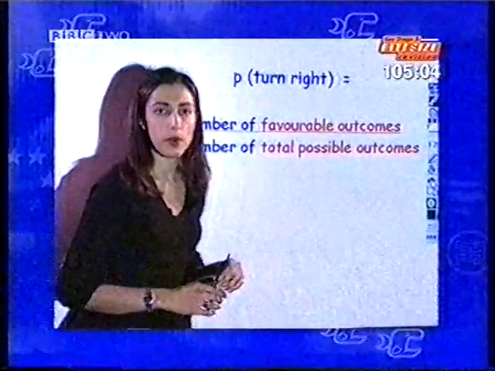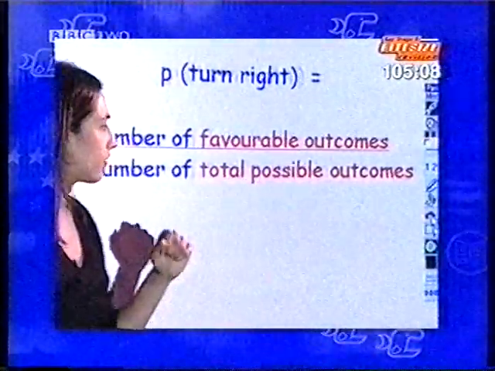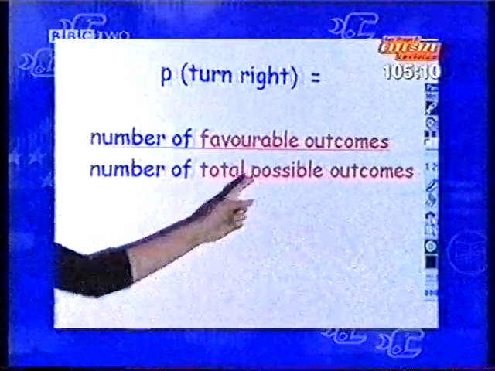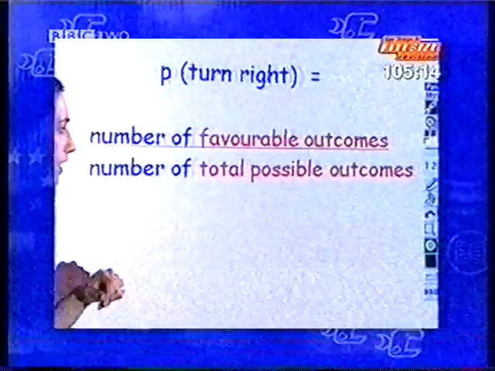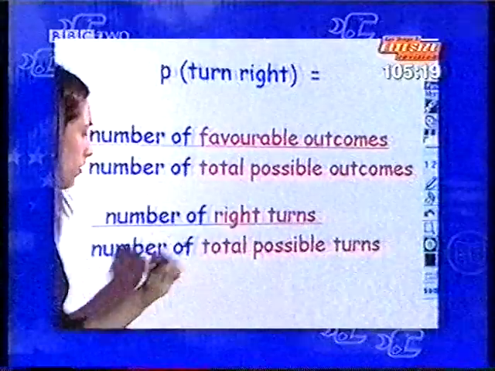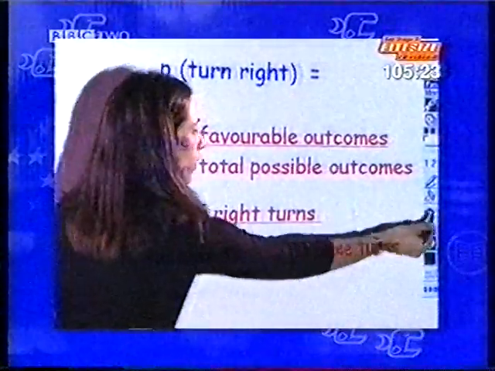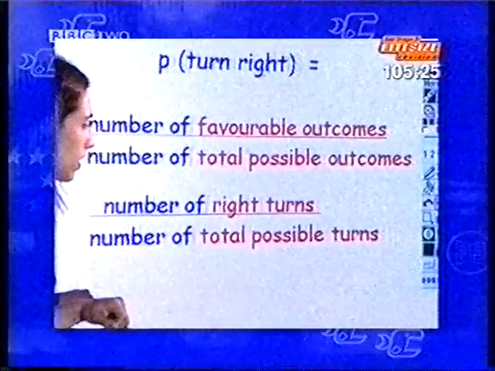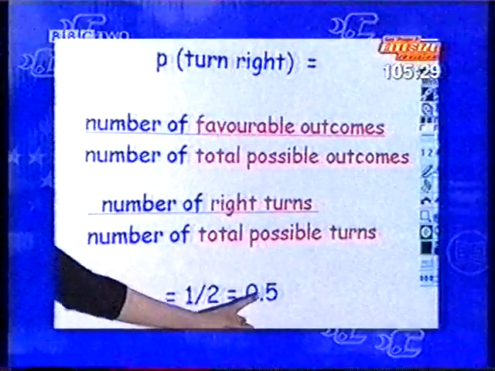We can work out the probability of any outcome by taking the number of favourable outcomes and dividing them by the number of total possible outcomes. So if we want to find the probability of a right turn, that's our favourable outcome. So that's the number of right turns, which is 1, divided by the number of total possible turns, which is 2. That gives us a probability of a half, or 0.5.